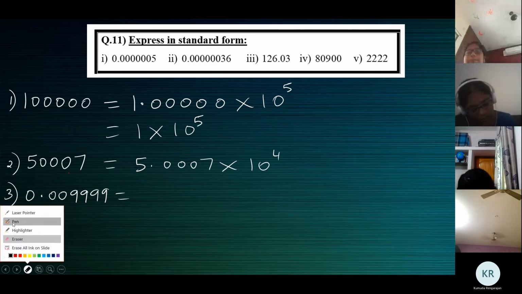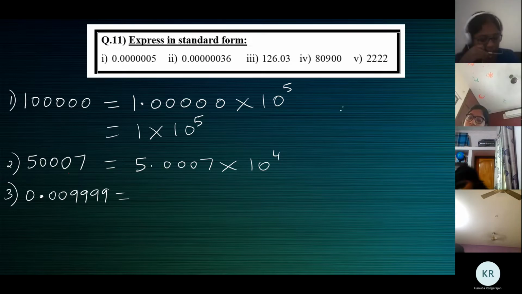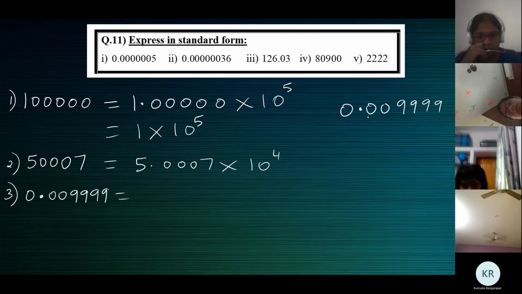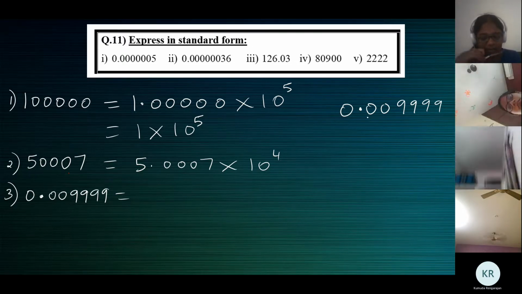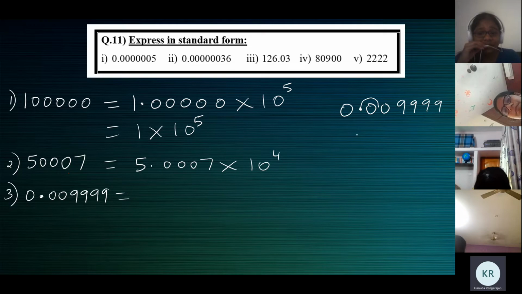Let me just check with Nandana again. Nandana, the decimal point is here, right? Yes, ma'am. 0.00 and 4 nines. Now, should you move the decimal point to the left or right? To the right, ma'am. Right. So if you move it here, what is the number? Ma'am, it is 99.9.